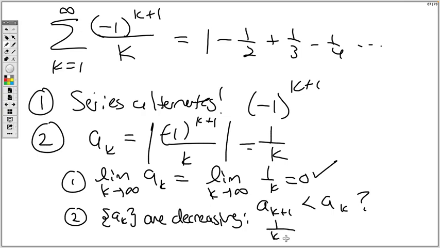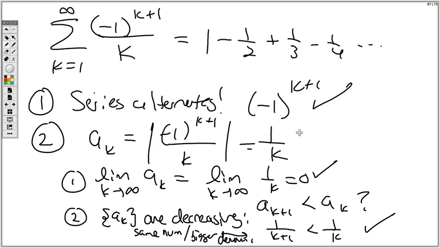So you look at a sub k plus 1. And how do I know 1 over k plus 1 is less than 1 over k? We got the same numerator, but a bigger what? Denominator. So that'll work. Okay. So this is all you need. You need an alternating series where the positive parts decrease to 0. The alternating series test says it converges.